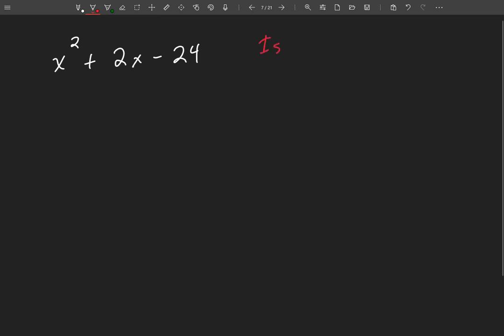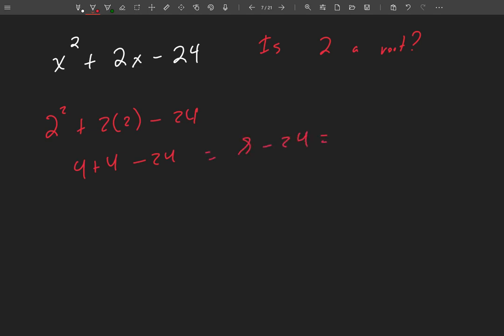So if I ask, is 2 a root of this polynomial? And we already know it's not, but let's say you didn't know. How do you find that? Well, let's plug it in. That's how you do that. So 2 squared plus 2 times 2 minus 24. That's 4 plus 4 minus 24. That's 8 minus 24. And what is that? Negative 16. Is negative 16 0? No. Negative 16 is not 0. So we say 2 is not a root of this polynomial. In fact, of this specifically, this quadratic.